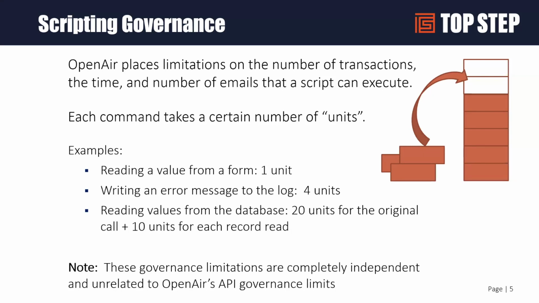It's not as straightforward as just you're getting this many records, you're calling OpenAir this many times. It actually is more of a point system. So for example, if you read a value from a form in a form script, that costs 1 unit. If you're writing an error message to your log file, that costs 4 units. If you're reading values from the database, typically with a scheduled script, it takes 20 units to execute the read, and then 10 units for each record that is read. And then you hit a certain limit of units that you can use in a form or a scheduled script.